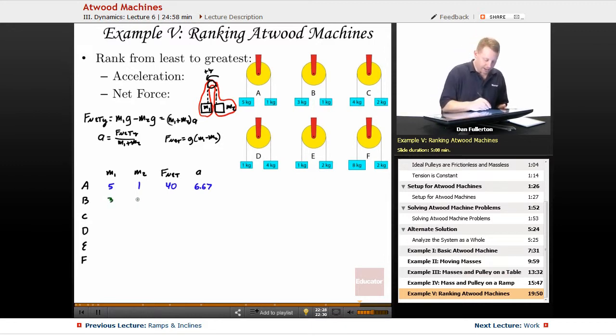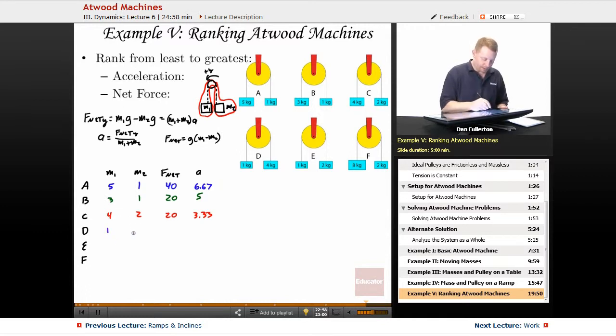For B, m1 is 3, m2 is 1. So the net force is the difference of those times 10, or 20. And the acceleration is 20 divided by 4, or 5 meters per second squared. For C, mass 1 is 4, mass 2 is 2. Again, we have a net force of 20, but our acceleration is 20 divided by the total mass 6, or in this case, 3.33.